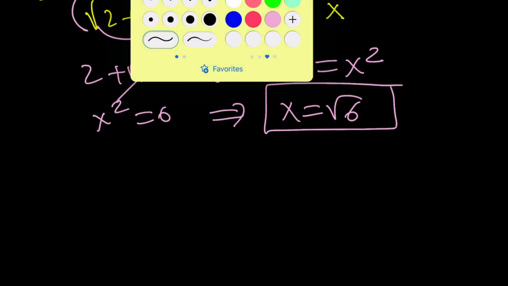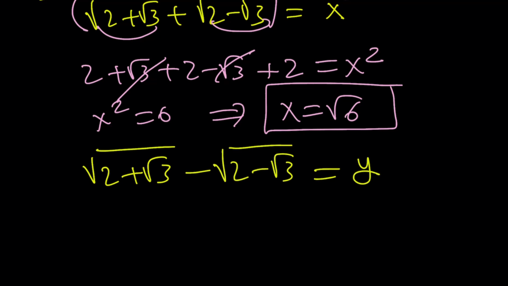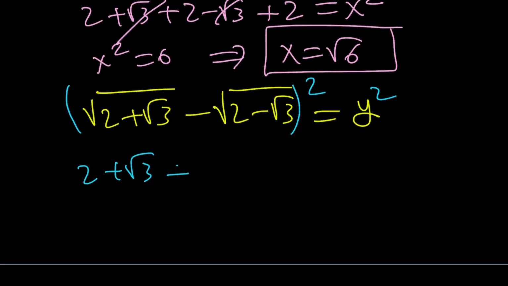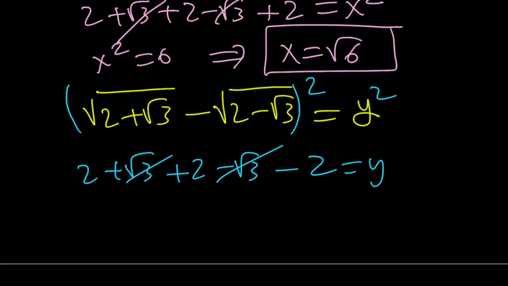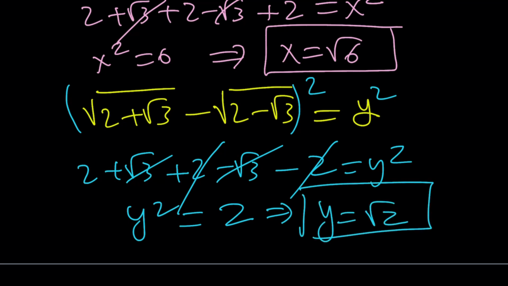Awesome. Let's go ahead and take a look at something similar to this, which is the difference. And I'm going to call that y, and don't ask why. So now we're going to square both sides again, and this time we're going to get 2 plus root 3 plus 2 minus root 3 minus 2. As you know, the product is 2ab. These two cancel out. y squared becomes 2, which means y becomes square root of 2. Awesome. I got the value for x and y.